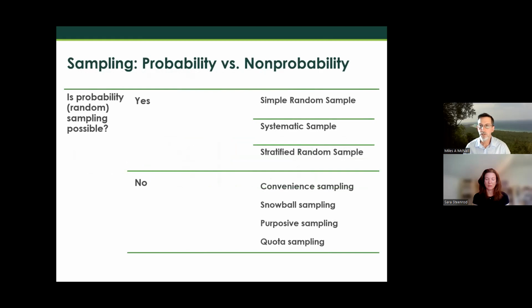We usually prefer probability or random sampling because it allows us to generalize to an identifiable population. So if the answer is yes, that we can use probability or random sampling, then our options include a simple random sample, which is just randomly sampling from the overall population. A systematic sample is a little different. That involves a random start and then a regular skip pattern.